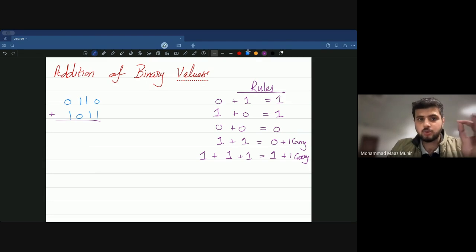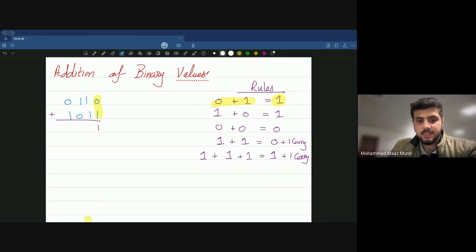I won't be converting them into denary. I can do that too. I can convert this into denary, convert this into denary, add them, and then find the final binary again. But if I want to do it through the proper method, I would be following these rules. So 0 plus 1 according to these rules is what? It's basically this one, right? 0 plus 1 is this rule. So my answer needs to be 1. So I'll be writing 1 up here.